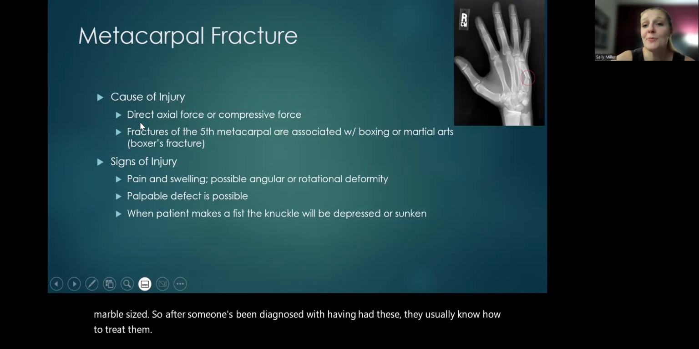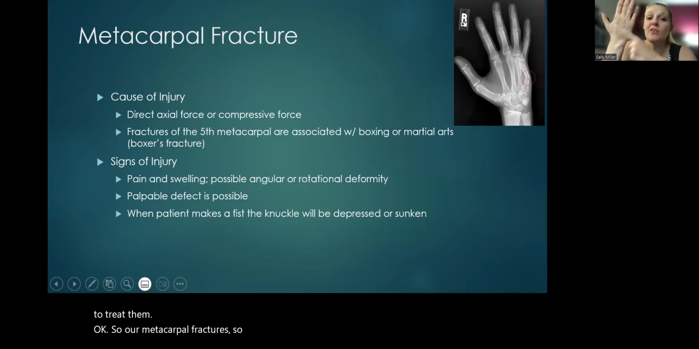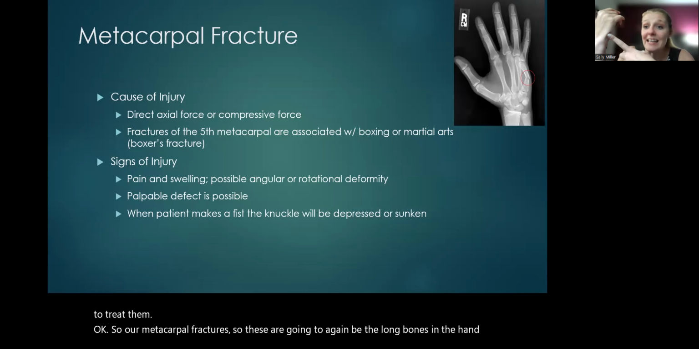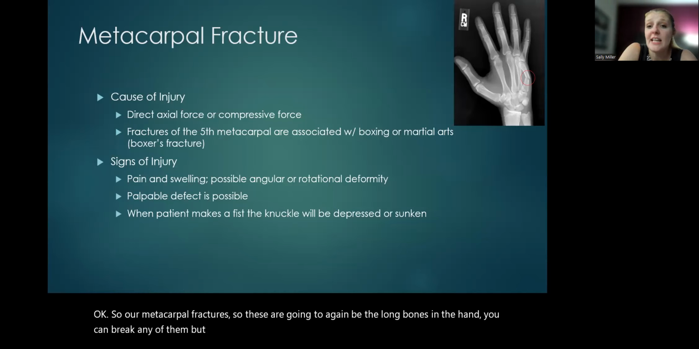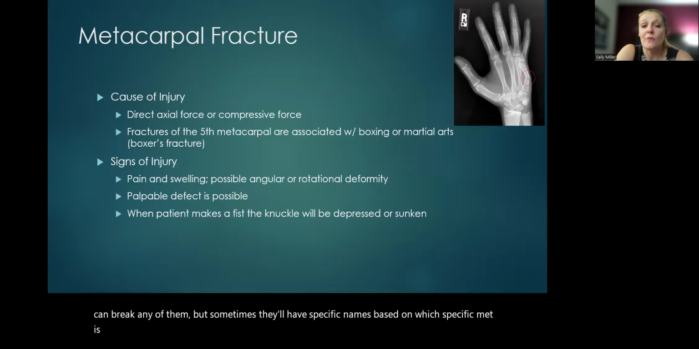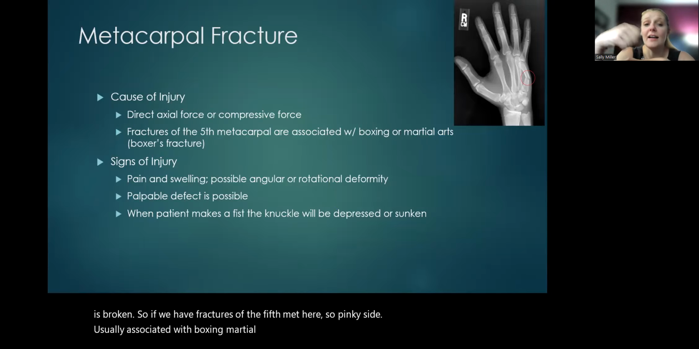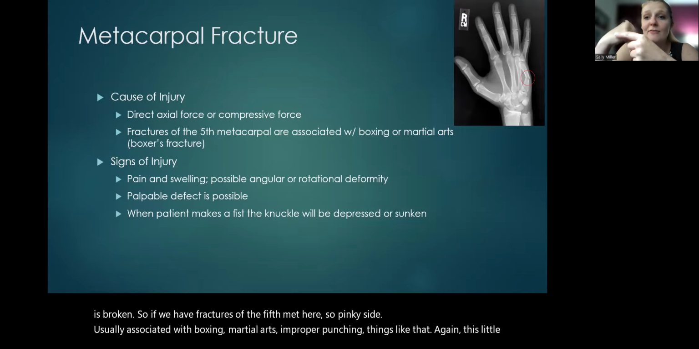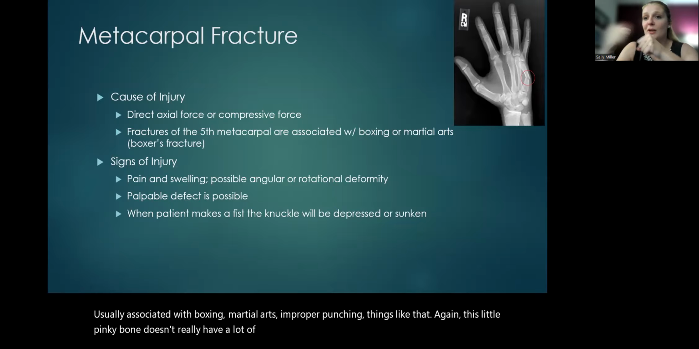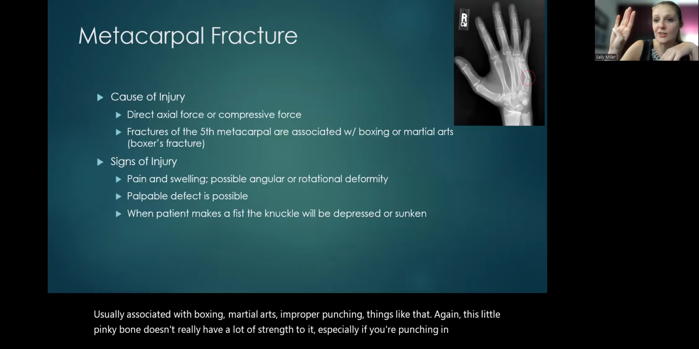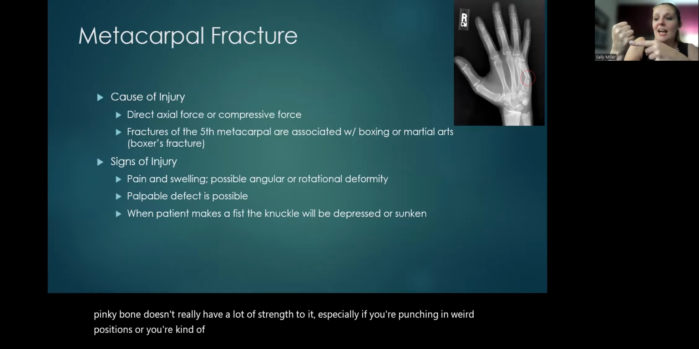Okay, so our metacarpal fractures. So these are going to, again, be the long bones in the hand. You can break any of them, but sometimes they'll have specific names based on which specific met is broken. So if we have fractures of the fifth met here, so pinky side, usually associated with boxing, martial arts, improper punching, things like that. Again, this little pinky bone doesn't really have a lot of strength to it, especially if you're punching in weird positions or you're kind of sissy fist punching it, and you're taking a lot of extra load to that pinky itself.